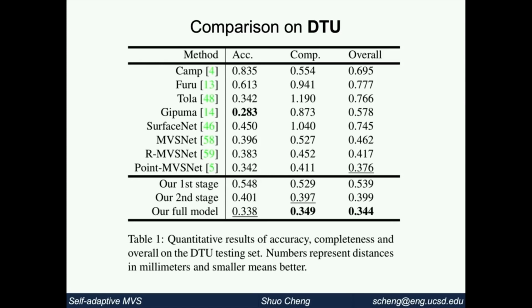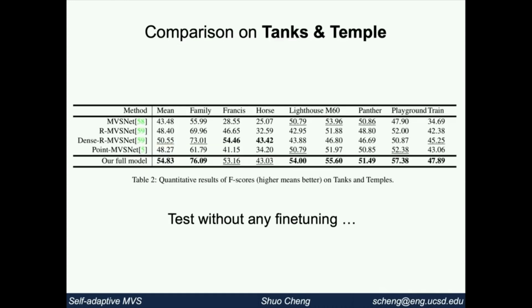And here we show the quantitative results on the DTU dataset. Our model outperformed previous methods by a large margin. And here we show our results on the Tanks and Temples dataset. We directly test our model without any fine-tuning. The results show that our model can generalize better.